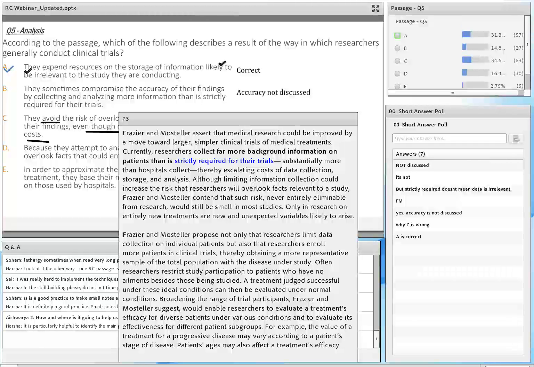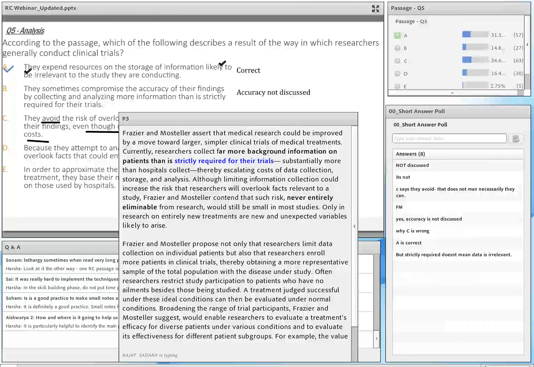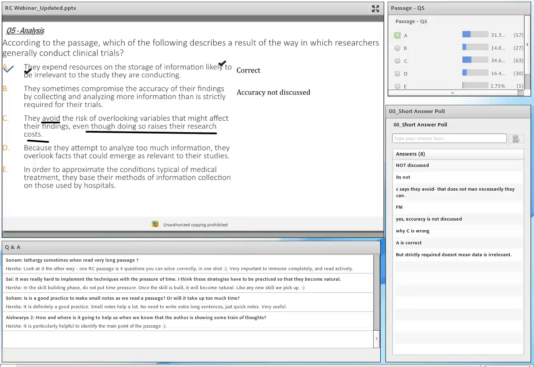Why is C wrong? We already discussed this, because they never avoid the risk. The risk is never entirely eliminable. Choice C says they avoid the risk. They don't. The author says that it's never. It is likely to be irrelevant over here. The official answers are beautifully worded.